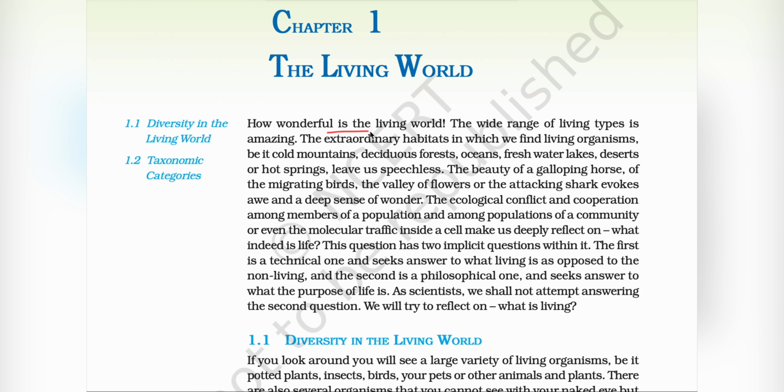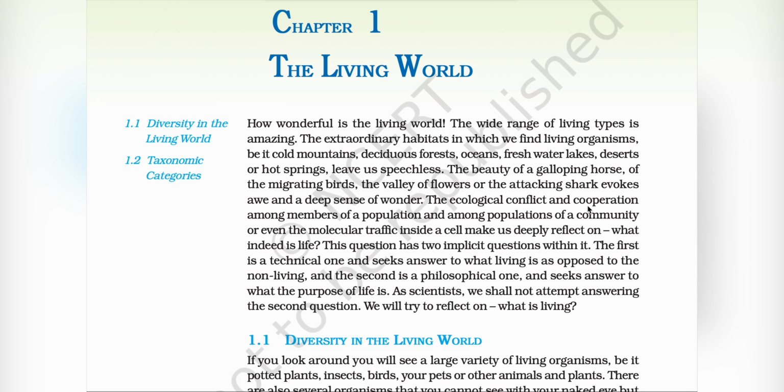How wonderful is the living world! The wide range of living types is amazing. The extraordinary habitats in which we find living organisms, be it cold mountains, deciduous forests, oceans, freshwater lakes, deserts, or hot springs, leave us speechless. The beauty of a galloping horse, of migrating birds, the valley of flowers, or the attacking shark evokes awe and a deep sense of wonder.